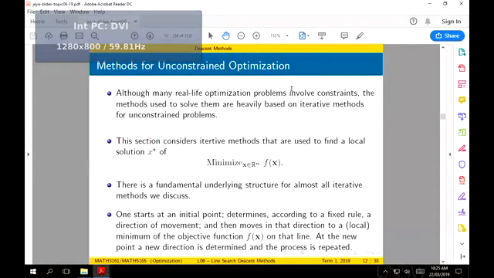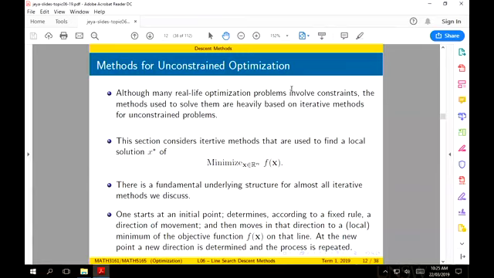So that's what I explained here. One starts at the initial point, determines according to a fixed rule a direction of movement, and then moves in that direction to a local minimum of the objective function f(x) on that line. You see that you need to solve a one-dimensional problem to find a solution in the direction. At the new point, a new direction is determined, and the process is repeated. Repeatedly, you do this calculation until you are satisfied that the point is pretty close to the solution. So that's how the method works. Pretty straightforward.